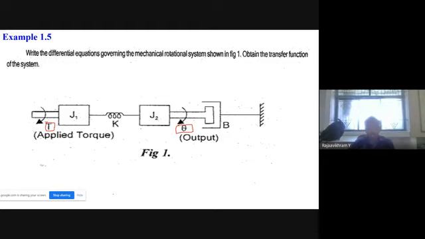So draw the problem. Understand what is my J1, what is K, what is B, what is theta, and what is the reference point. The slash is showing it is a reference, a fixed point. This shows the fixed point.